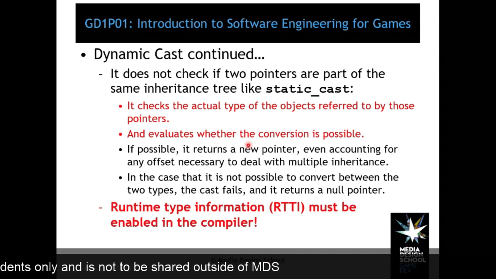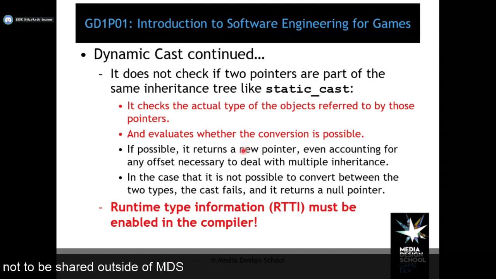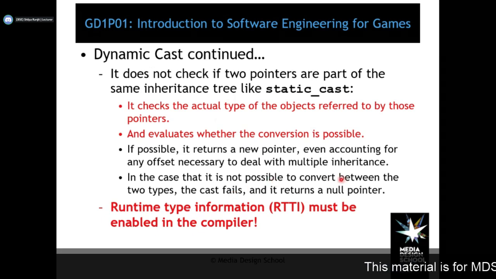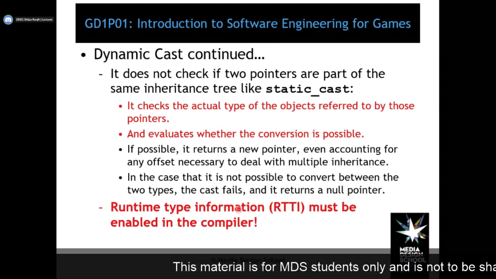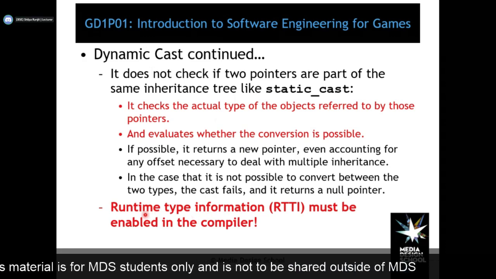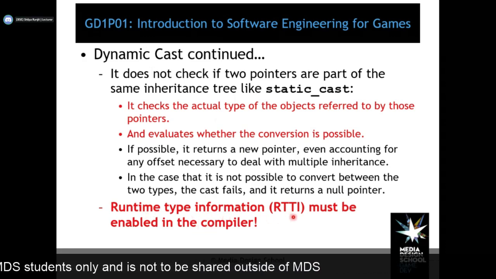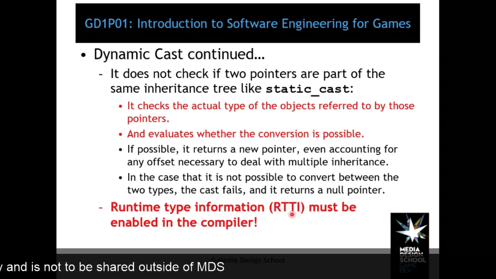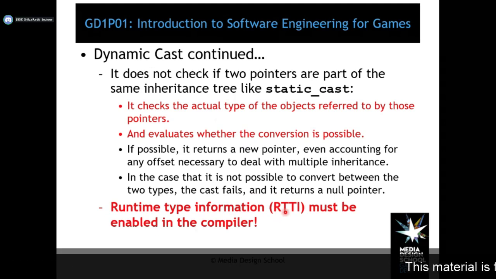If not, it does not perform the conversion, and then it returns a null pointer, as it's given in the last line over here. So in the case that it is not possible to convert between the two types, the cast fails and returns a null pointer. And since dynamic cast is different from the other casting methods and it happens only at runtime, runtime type information should be enabled in the compiler. That is RTTI. We'll see more about it later. For now, just understand what the different casting methods are, because you wouldn't use a dynamic cast now since you've not started class concepts anyway.